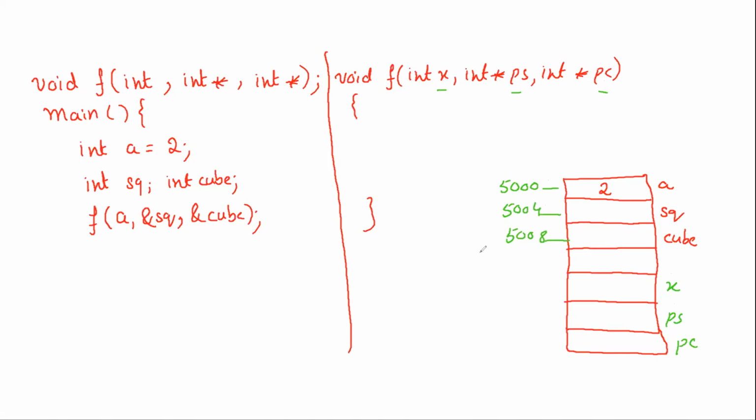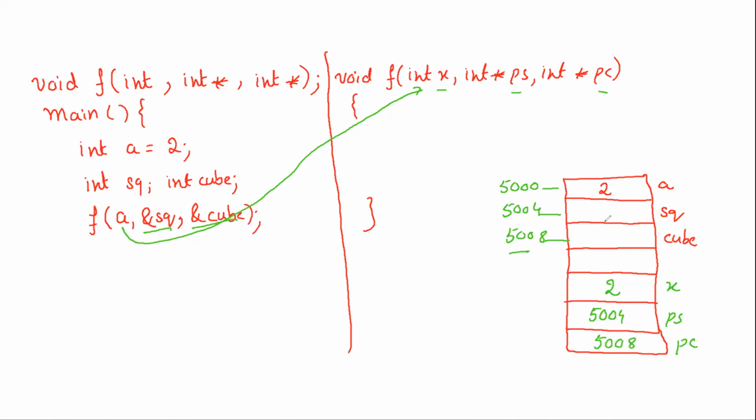When you call this function, the value of a gets copied into the variable x. So x will get the value 2. Similarly, we are writing the address of square. What is the address of square? It is 5004. This goes to the second one, which is ps, so it gets the value 5004. And then you have the address of cube. This is the variable cube. The address is 5008. So this 5008 comes here.